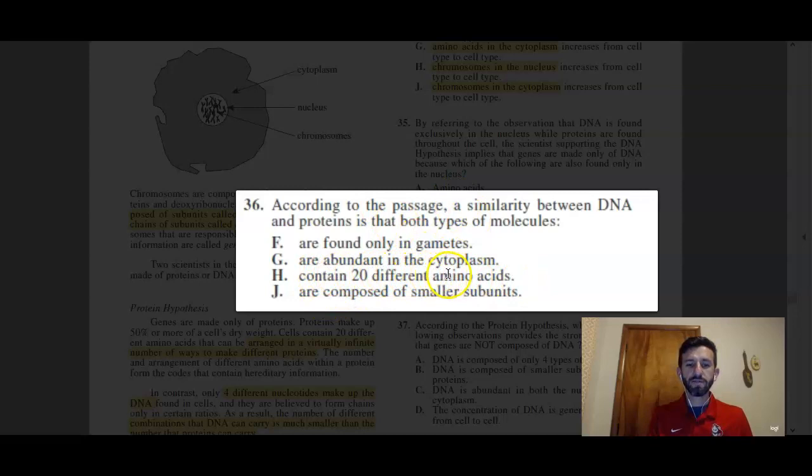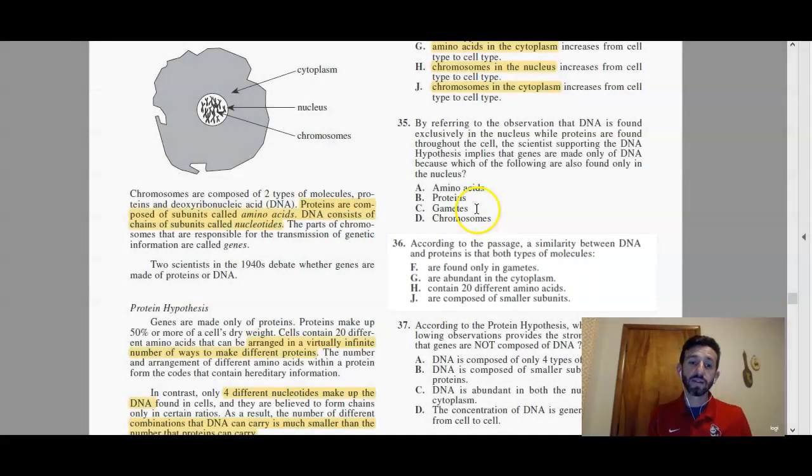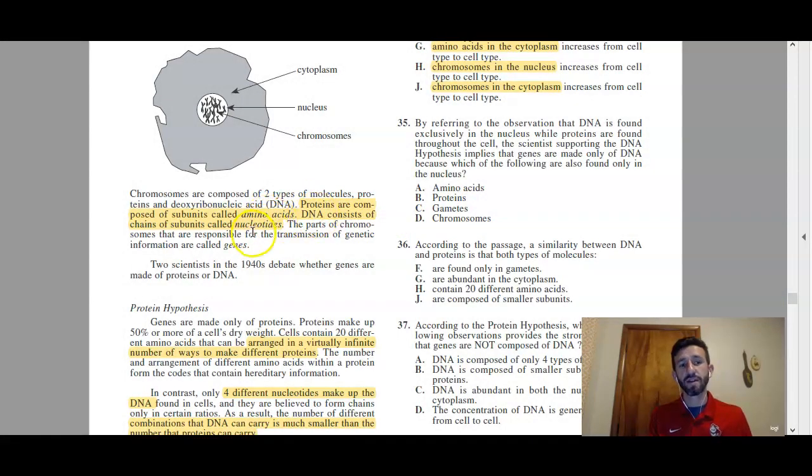Contain 20 different amino acids. Where did I see anything about 20 different amino acids? And I looked through right there. Cells contain 20 different amino acids that can be arranged in virtually infinite number of ways to make different proteins. So amino acids make proteins. That's not the same thing as DNA. And then both DNA and proteins are composed of smaller subunits. That is correct. So proteins are made of amino acids, DNA are made of nucleotides. Okay?